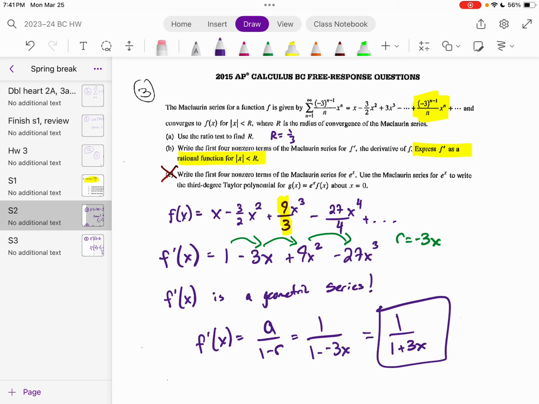Basically, the gist of this is that we can just take derivatives and integrals either of the general term or of the expanded form and get exactly what we want.